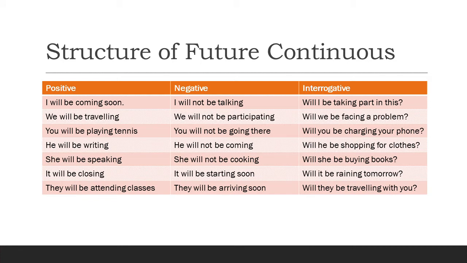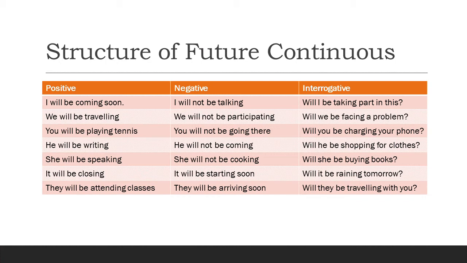So in a positive sentence, here I've taken the subjects as pronouns like I, we, you, he, she, it, and they. Okay, so with I, you can say something like I will be coming soon, or I will be coming tomorrow. We will be traveling. You will be playing tennis. He will be writing. She will be speaking. It will be closing. They will be attending classes. Okay, so some positive examples.